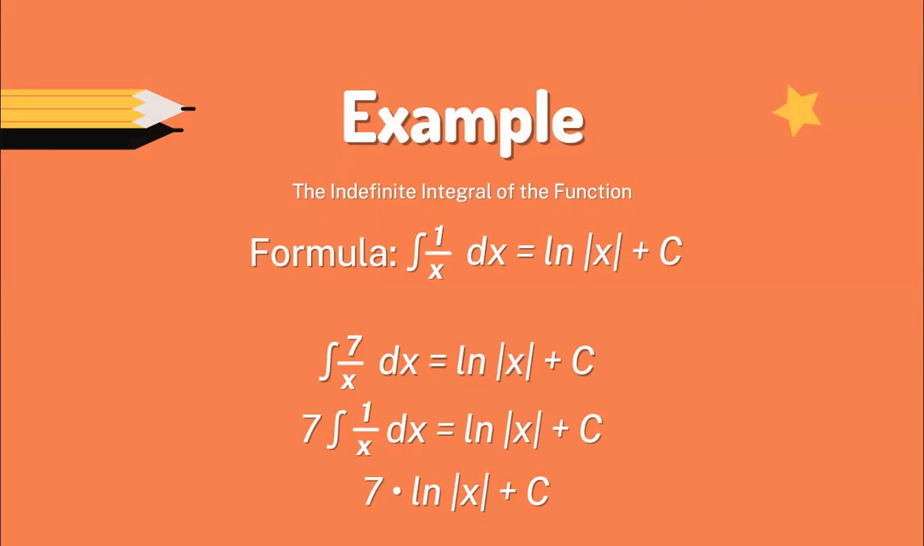Next, we have an example for the indefinite integral of the function. The integral of 7 over x dx is equal to 7 ln x plus c. Needing to get 1 over x to be able to turn this into ln x, we simply take out the constant 7, leading us to get the 1 over x needed. From there, we can now convert this, thus leading us to the final answer.